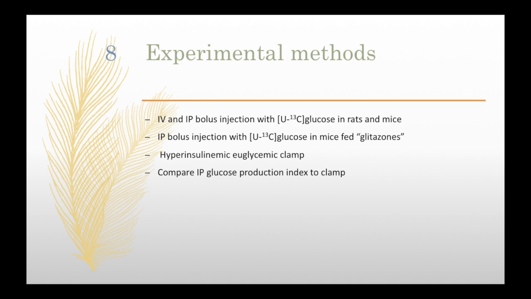The second study done was performed on diabetic mice and rats. These mice were fed glitazones, which are drugs that help to increase insulin sensitivity in diabetic patients and mice. Once again, there's a starvation period of about 5 hours, and then an IP bolus injection of isotopically labeled glucose was injected into the mice. Using the same methods previously described, the researchers were able to determine the rate of glucose production in these mice that were fed these glitazone drugs.